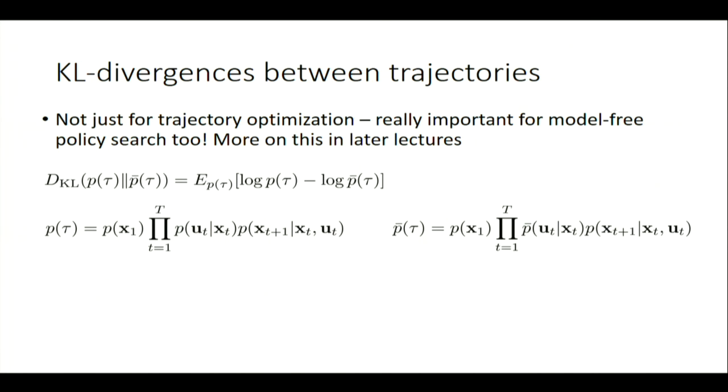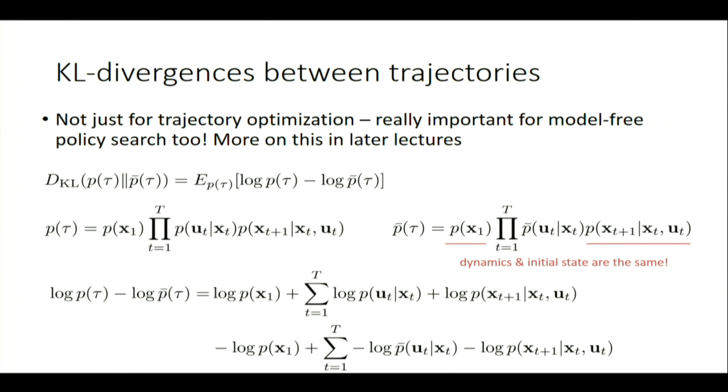But before we do that, let's look at the definition of p bar tau. P bar tau is almost exactly the same as p tau, because the only thing that changed between the previous controller and the new one is the controller itself, the u given x. The dynamics and the initial state distribution don't change because we don't get to pick those. Those are set by nature. So p bar tau is exactly the same as p tau except for this term. And that's going to be very important for what we're going to do next. So we're going to plug these in. For now, I'll just omit the expectation. I'm just going to write out log p tau minus log p bar tau.